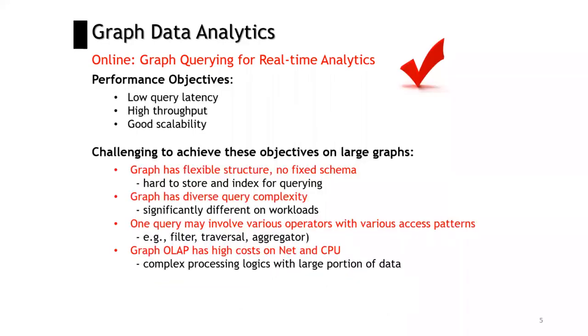To achieve online real-time analytics, usually the system should support low latency and high throughput at the same time for concurrent queries. Further, the system should be scalable in order to handle large-scale graph data. However, it is actually challenging to achieve such objectives, due to the following four reasons.